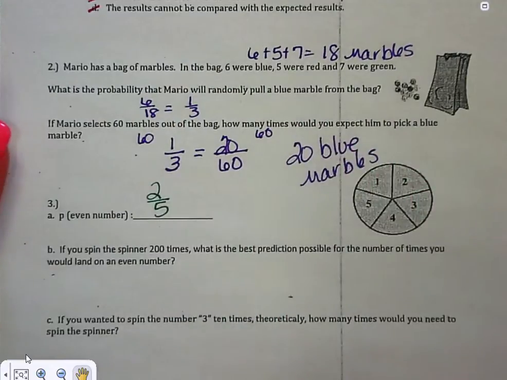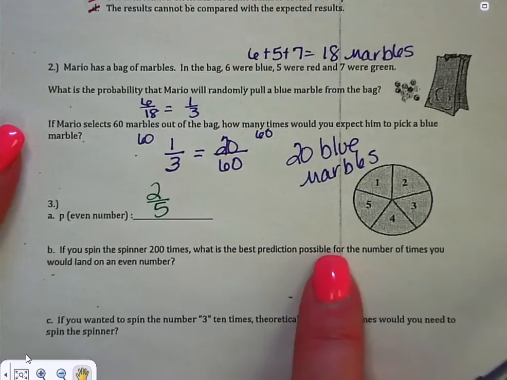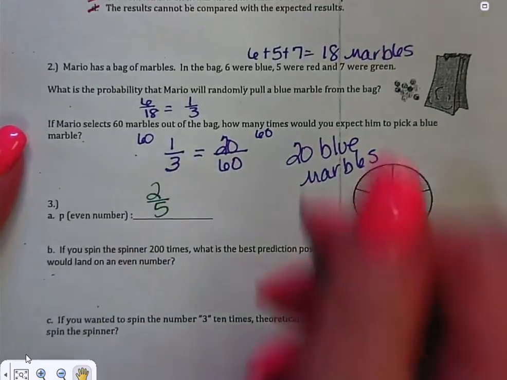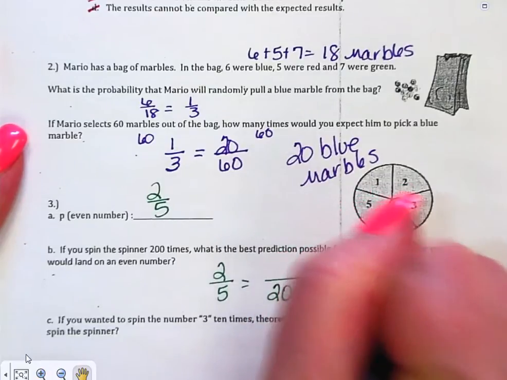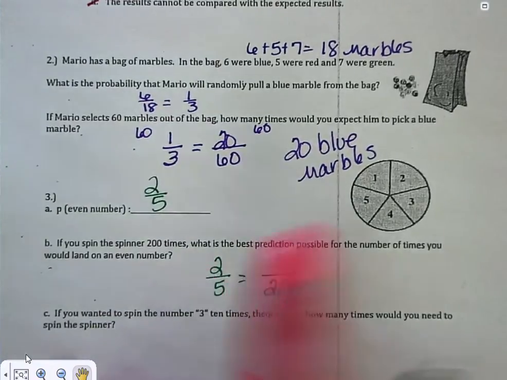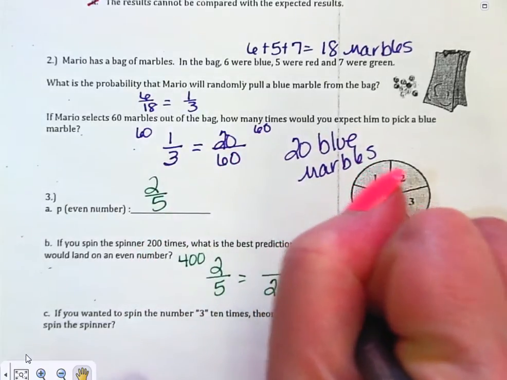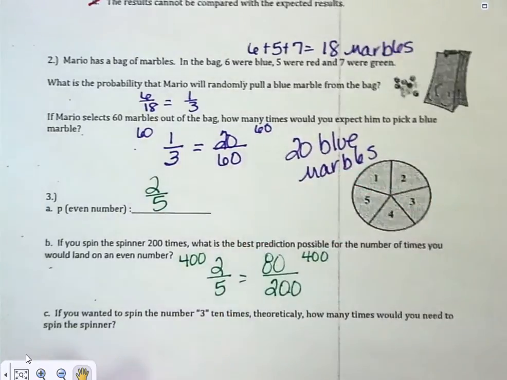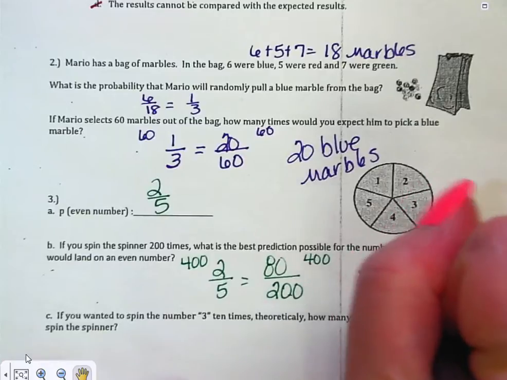So we know the probability. Now it says if you spin the spinner 200 times, what is the best prediction possible for the number of times you would land on an even number? So we know that 2 out of 5 are even. So if I spin it 200 times, how many times should I land on an even number? Okay, so 2 times 200 is 400. And 400 divided by 5 is, Ethan, what did you say? 80. So our answer would be 80 times.